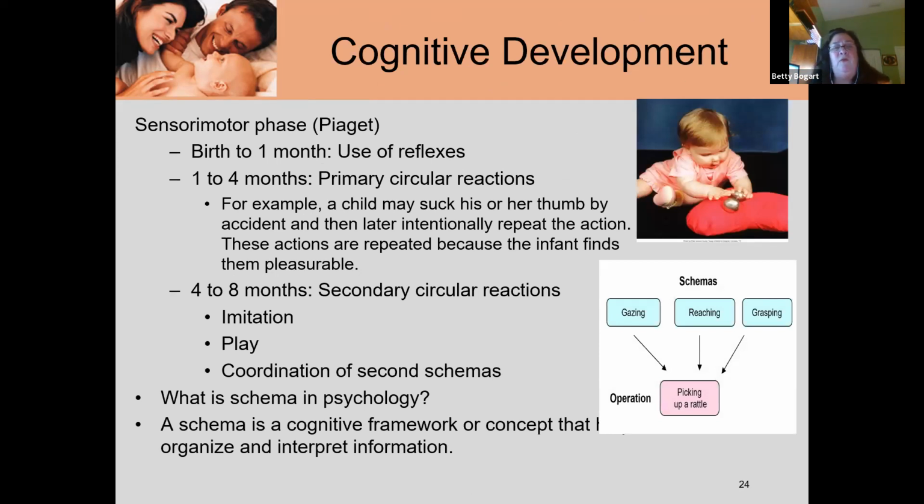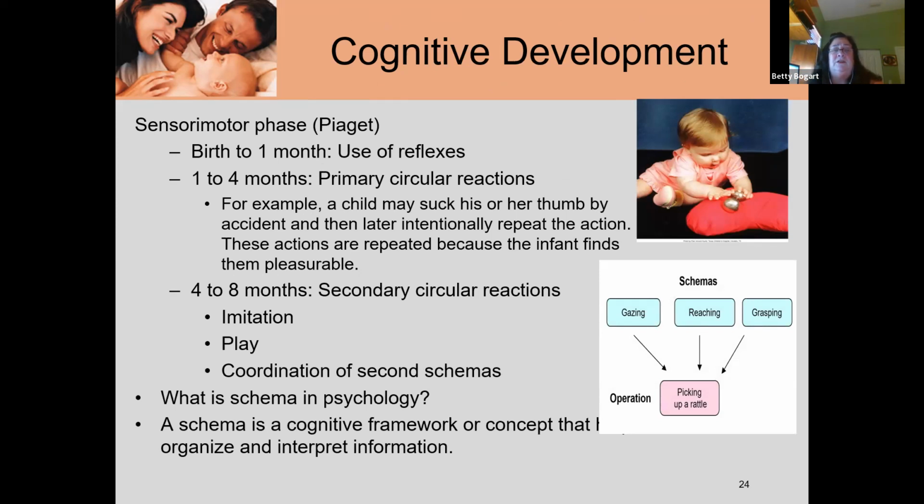Now, 1 to 4 months is what we call primary circular reactions. At 4 months, all of a sudden, the kid, by accident, sticks their finger, their thumb in their mouth, and like, oh, I like this. So they do it again. They figure out, nobody showed them, all of a sudden it was there, and they did it.